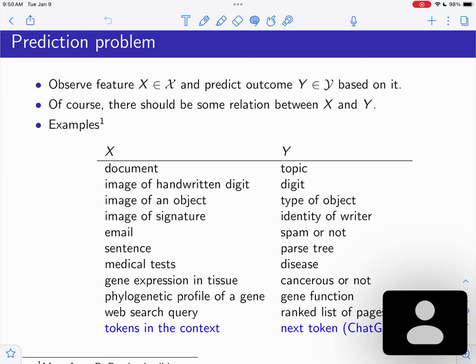Okay, you have an image and an object. You want to detect the type of object. Is it a cat? Is it a dog? Image of a signature, identify the writer. Email, spam or not. And then things become a little bit more complicated. Let's say gene expression, whether it's cancerous or not, like phylogenetic profile or tree of a gene, and then gene function, etc. These are from Peter Bartlett's slides.